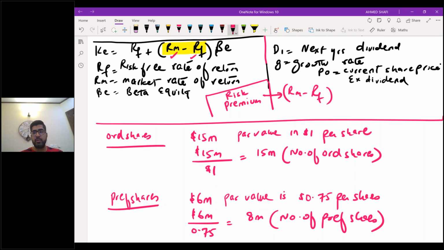Any queries with these 2 points? No need to copy. We will solve it on the spreadsheet.